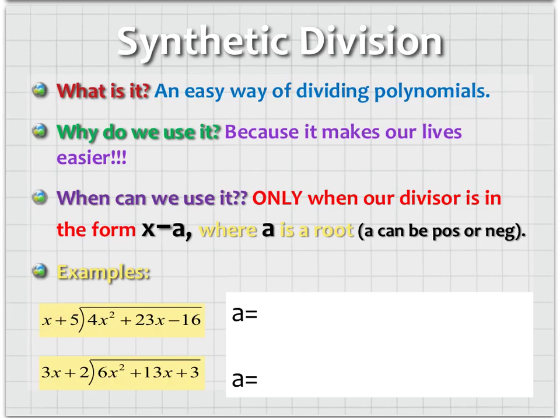Now, to look at your problem here, to figure out what a is going to be is important. So if you look at x plus 5, the root of x plus 5, we set it equal to 0 and solve, and that's how I find the root. So the root is going to be negative 5. So for this first example here, a would be negative 5.